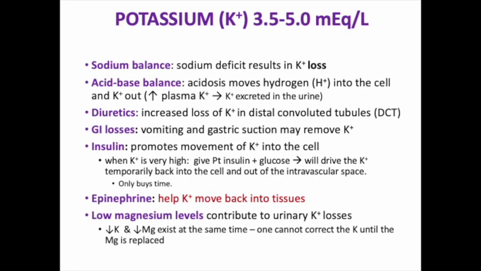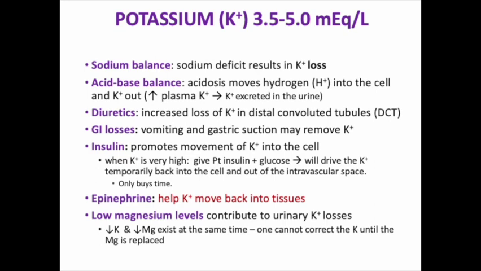But also, low magnesium levels can contribute to the urinary potassium losses. So low potassium and low mag, they exist together. They follow one another. And so you can't correct the potassium unless you're correcting the magnesium as well. So a lot of the times when you have a patient with low potassium, you're also going to replace mag, or magnesium, also.